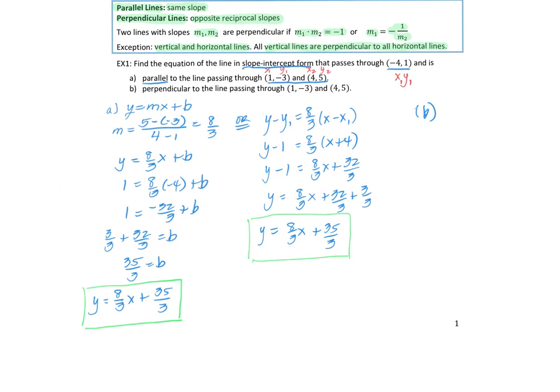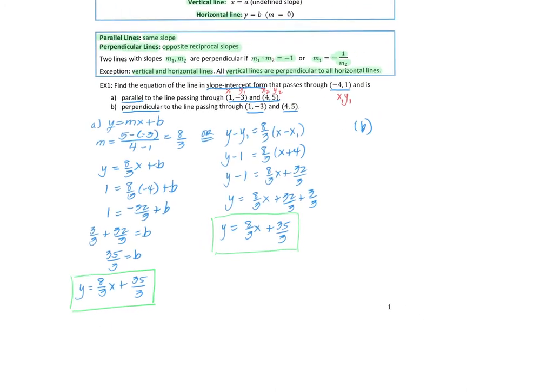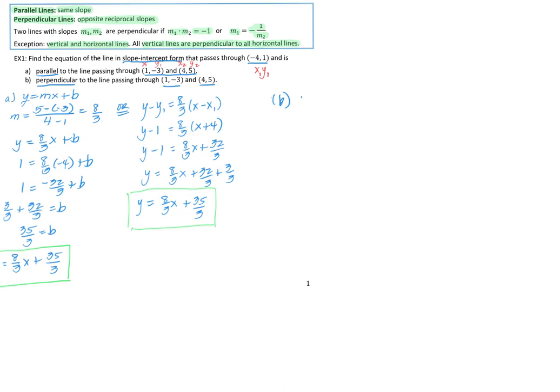Part B, we're supposed to find the equation of the line passing through that point, negative 4, 1, but this time it's perpendicular to the line passing through 1, negative 3 and 4, 5. So we already figured out the slope for that line. Remember, it was 8/3, but this time our line is going to be perpendicular to that one. So the slope that I want to use is the negative reciprocal, or negative 3 over 8.